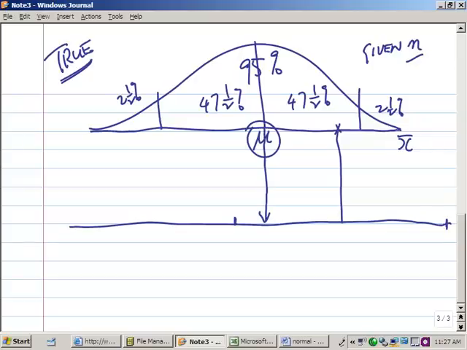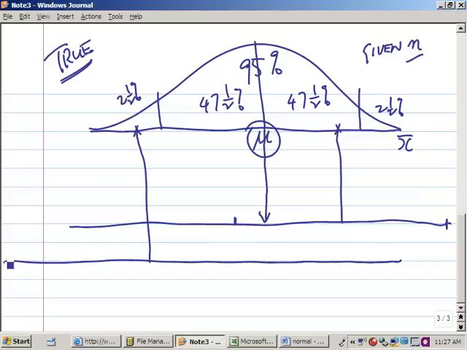What happens though if we get a sample average outside the 95% interval? And let me try to duplicate this distribution again.